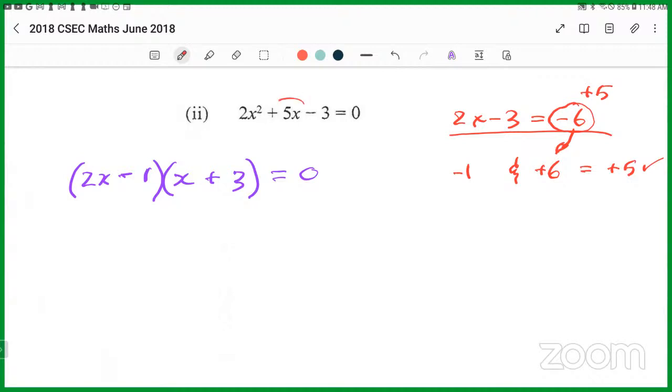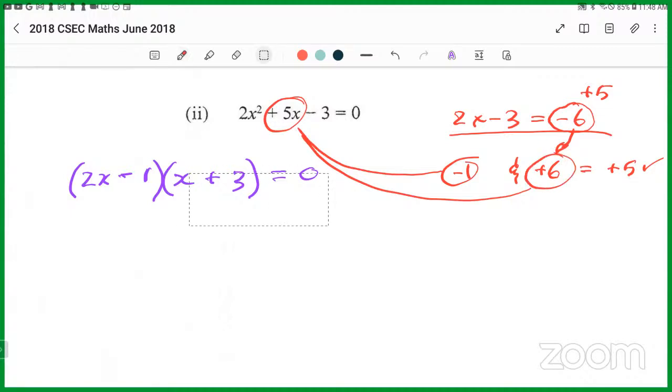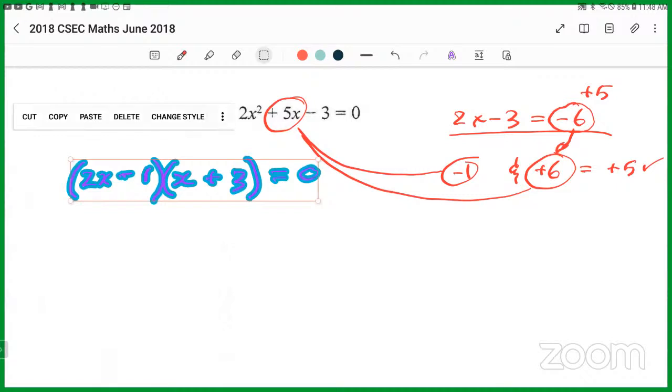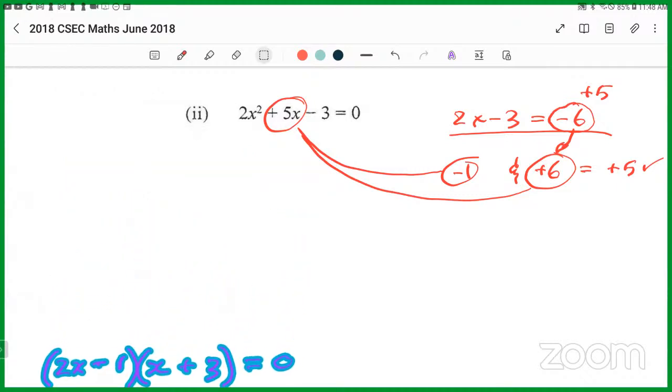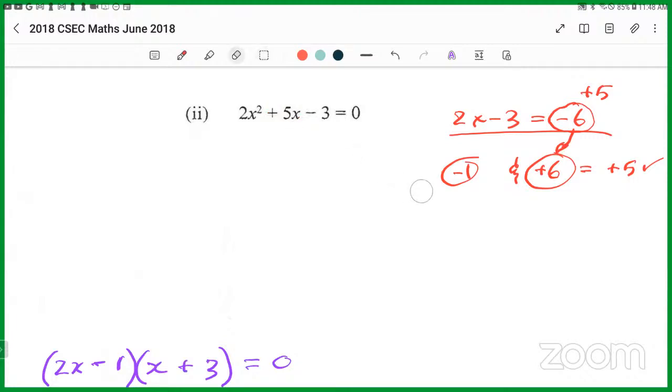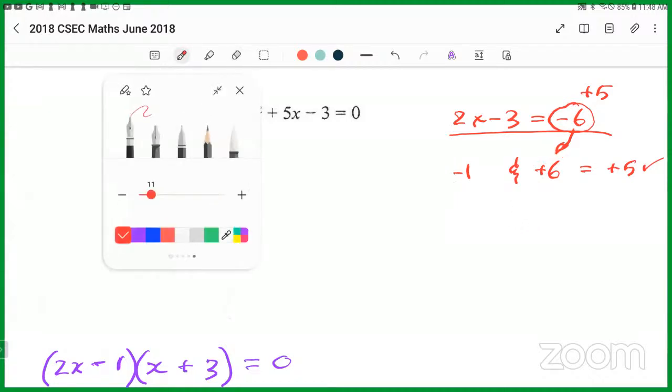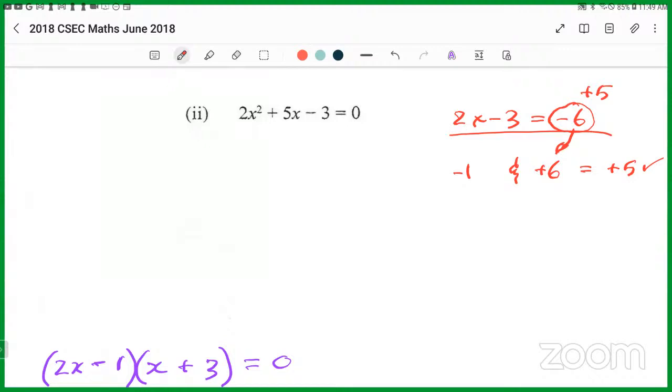I'm going to split this 5x into these two values. All right, let me move this away, move it down here. I'm going to split that 5x into those two values. Let me put them back and make it a little cleaner. I'm going to do it like this, using a different color. I'm going to split this 5x using this value.